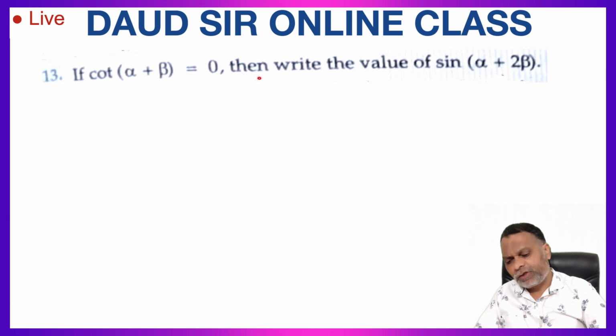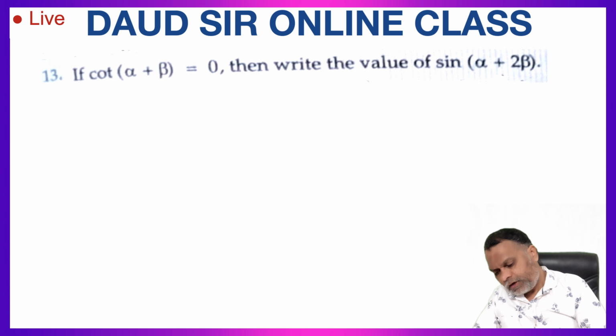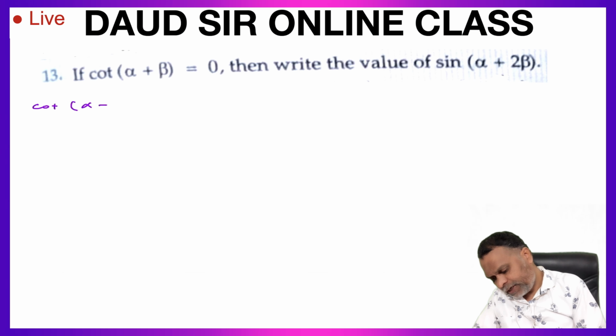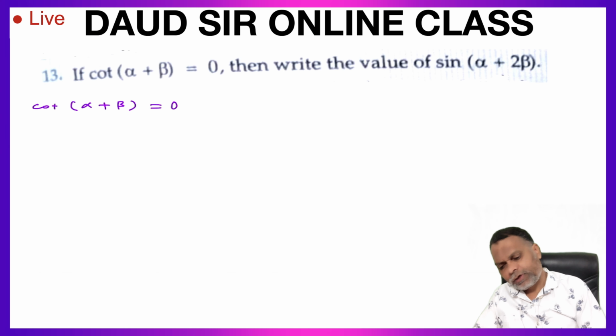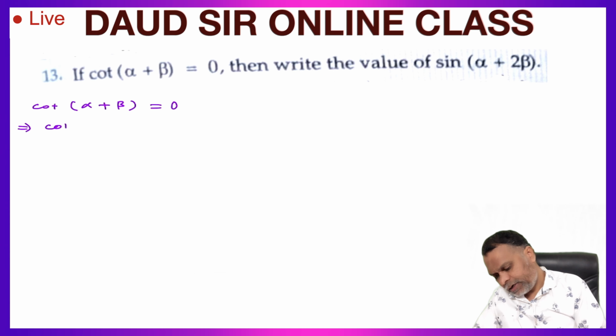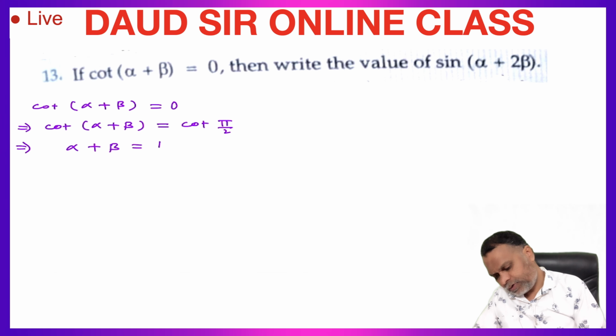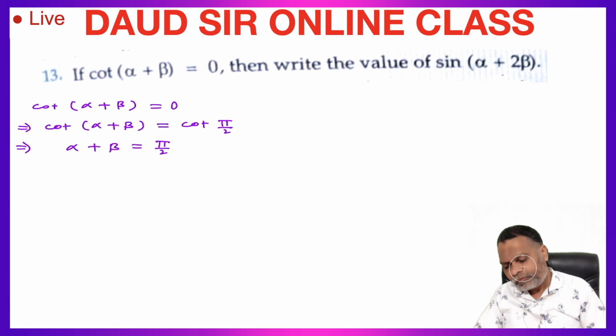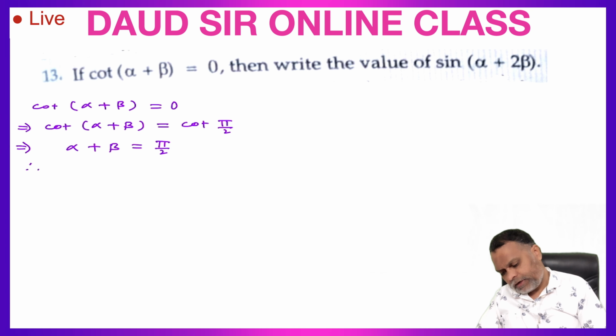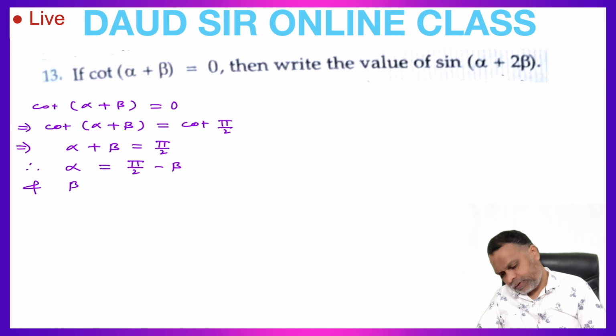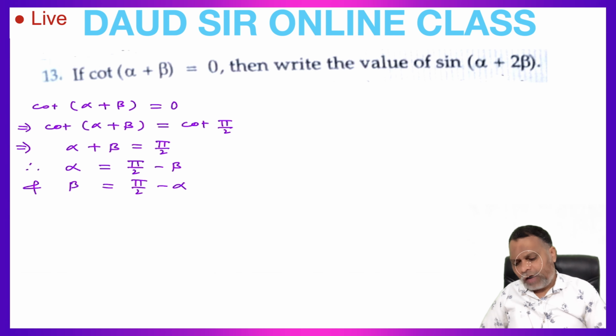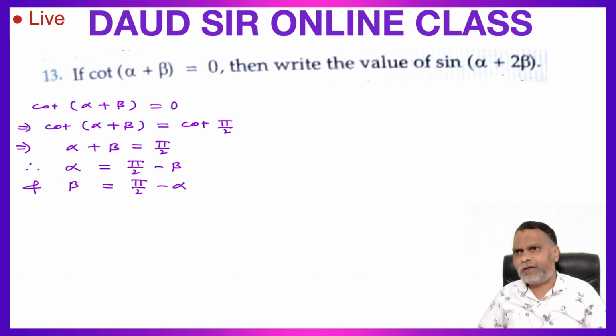Question number 13. If cot of alpha plus beta is equal to 0, then write the value of sin of alpha plus 2 beta. So cot of alpha plus beta is equal to 0 given. So calculate the value of alpha plus beta. Cot of alpha plus beta, and the value of cot 90 is 0. So we can write cot pi by 2. So alpha plus beta is equal to pi by 2. This one condition we have got. So alpha plus beta is equal to pi by 2, or we can write alpha is equal to pi by 2 minus beta, and beta is equal to pi by 2 minus alpha. So out of these three values we can use any one for finding the value of that.